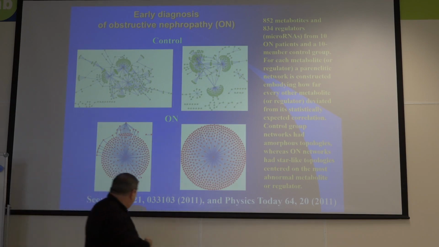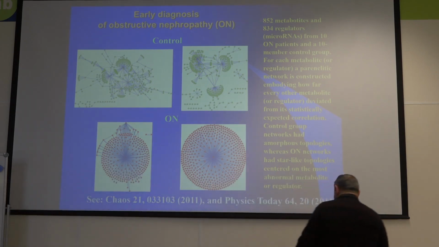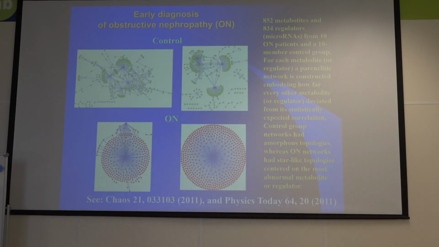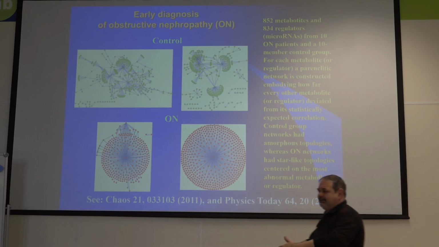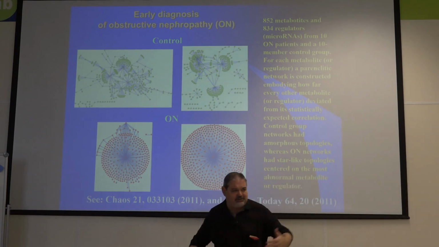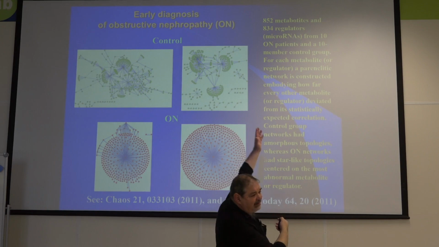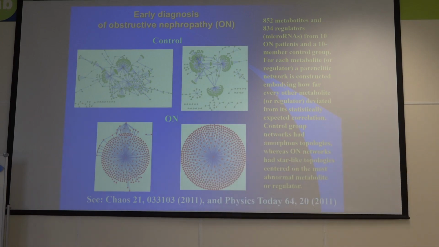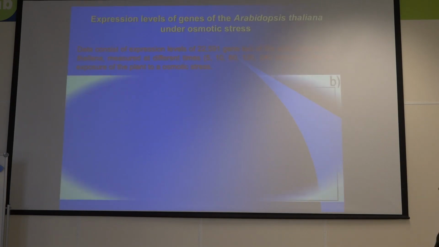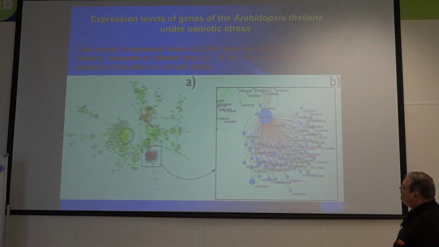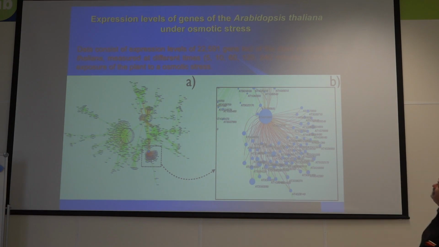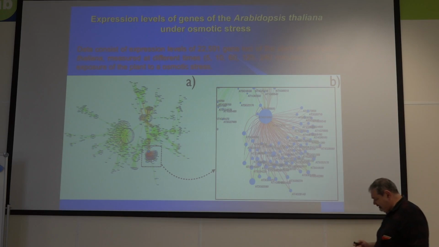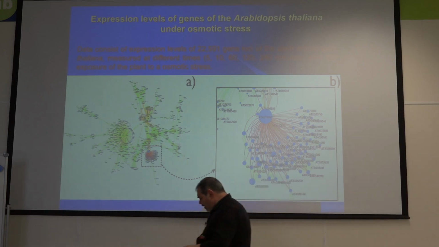from the class. And we published this paper in Physics Today, in 2011, and then we said, okay, let's go to larger classes, to larger sizes, because this is only 1,600 features, and we did the following problem. The problem is expression levels of genes of the Arabidopsis thaliana under osmotic stress. This is a really important problem.